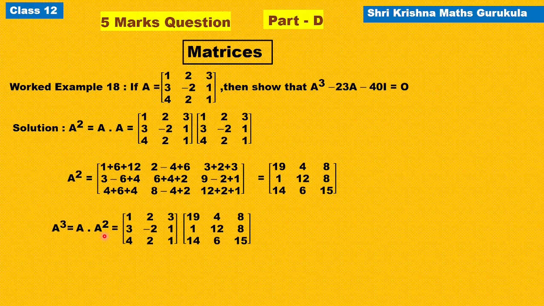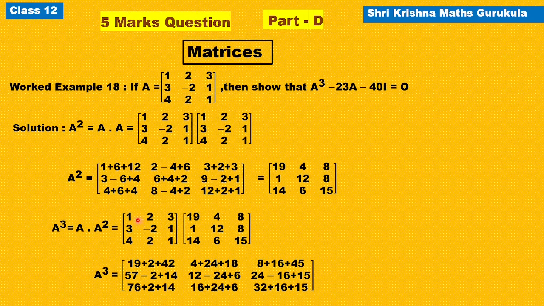After you have watched this video, you can also check multiplying A square into A, you will get the same matrix A cube. So I have written A here, then A square here. So we'll consider first row now. First row, first column. So A cube is 19 into 1, 19. 2 into 1 is 2. 3 into 14, 42.